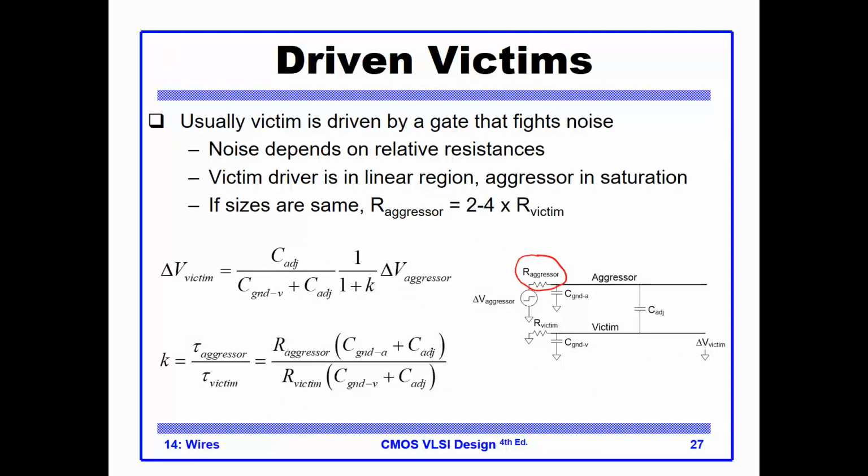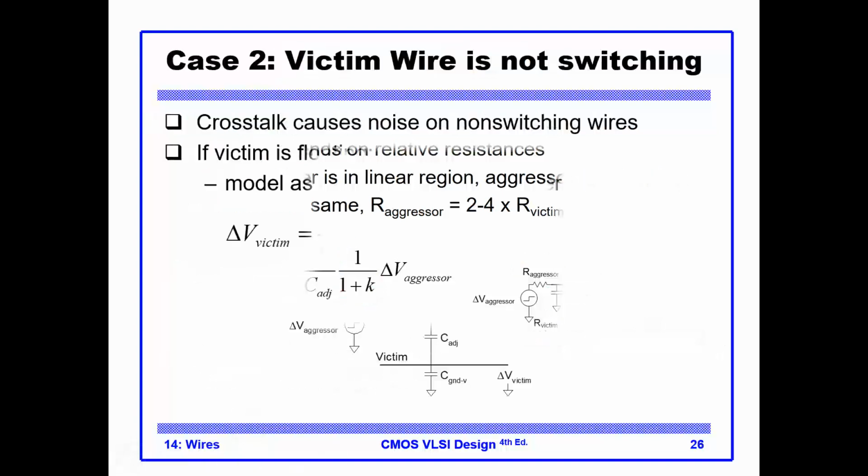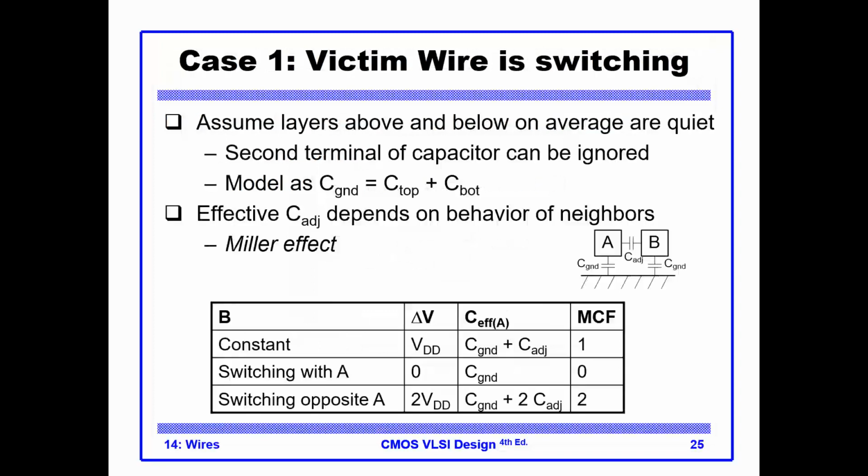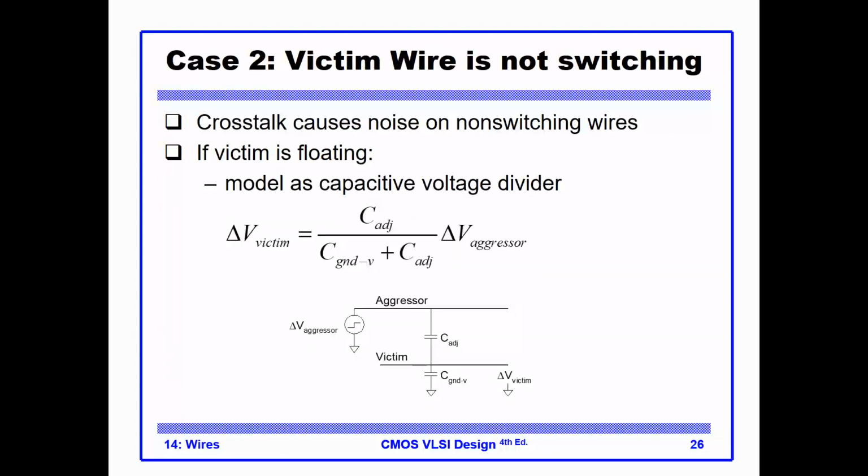A more realistic approach is to say, well, no, these are basically coming from drivers, so we have to put a resistor for the aggressor driver and a resistor for the victim driver. In this case, we have to adjust the previous formula so that we introduce this factor. If you look at the previous formula here, we have C adjacent over C ground plus C adjacent, multiplied by the voltage of the aggressor, based on the voltage divider rule. This voltage divider rule uses these capacitances with the differential voltage on the aggressor. Typically, this is equal to VDD, by the way.